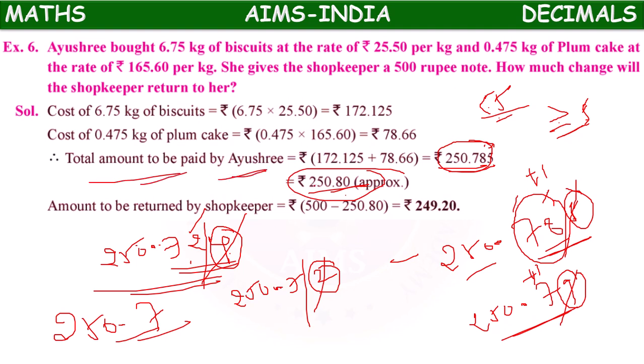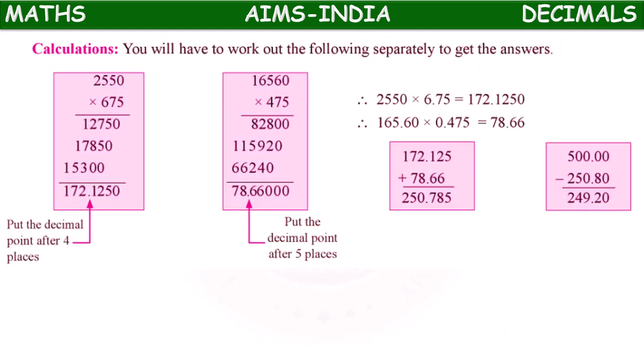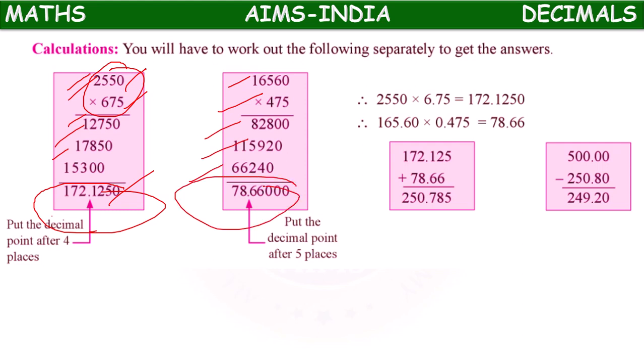So she has given 500 note. How much amount of return she will get from 500? 250.80 we have to remove. So 249.20. This is the answer. So these two we have multiplied, because already we have learned in multiplication, just as whole numbers we have to multiply and we have to keep the decimal places. Just like whole numbers we have to multiply decimal places. Next, both adding and from 500 subtracting.